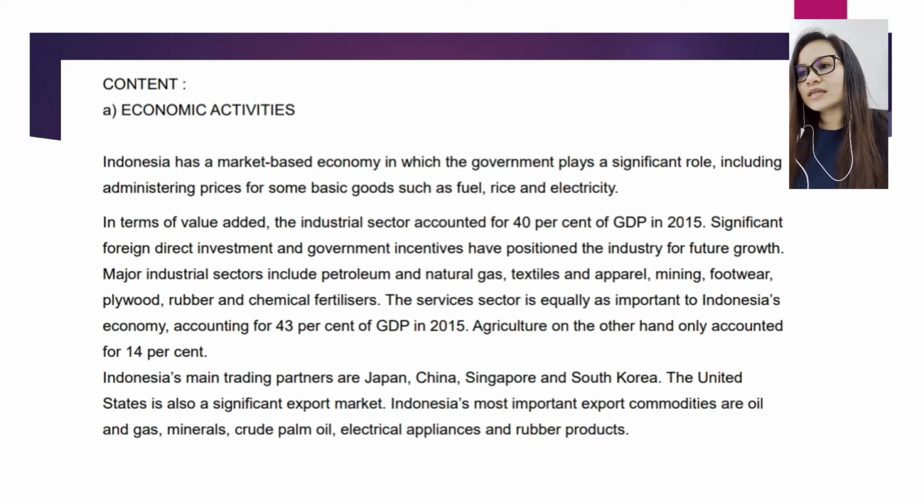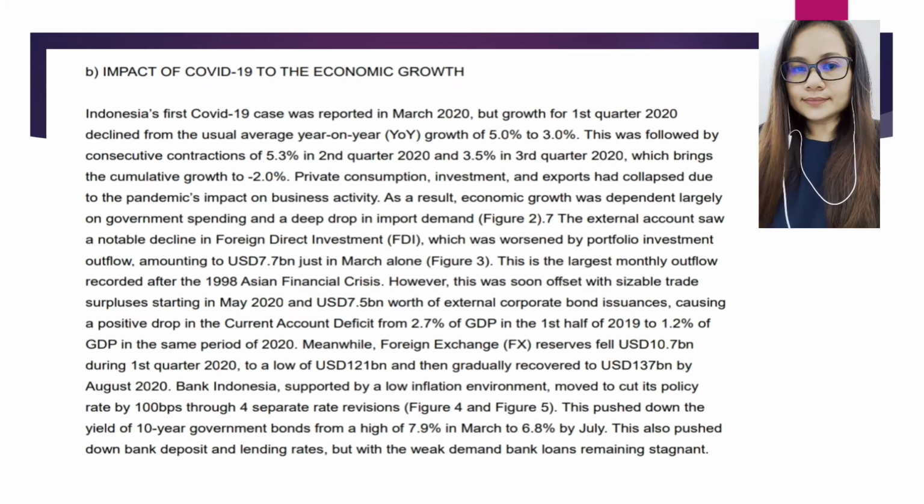The services sector is equally as important to Indonesia's economy, accounting for 45% of GDP in 2015. Agriculture, on the other hand, only accounted for 14%. Indonesia's main trading partners are Japan, China, Singapore, and South Korea. The United States is also a significant export market. Indonesia's most important export commodities are oil and gas, minerals, crude palm oil, electrical appliances, and rubber products.